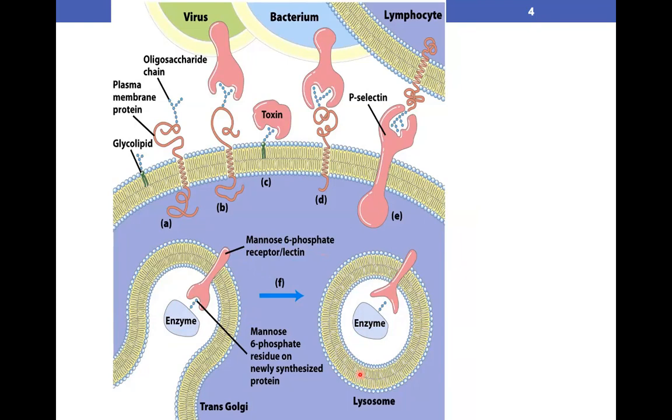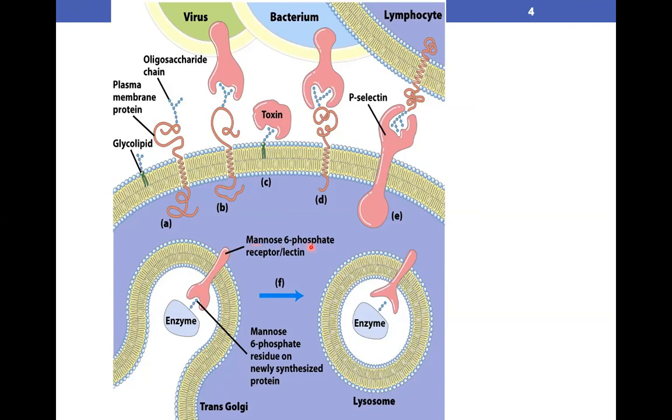Okay, somebody's asking me to repeat this part. So I have the structure over here, right? Imagine this entire thing is my Golgi apparatus. I have this little molecule over here, and it's embedded into my Golgi apparatus, and it's called the mannose-6-phosphate receptor.